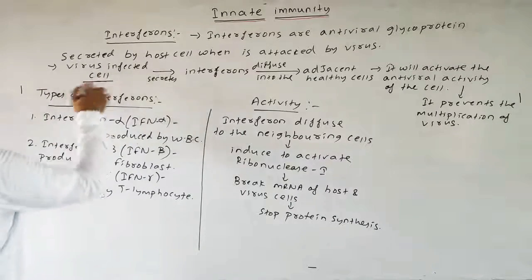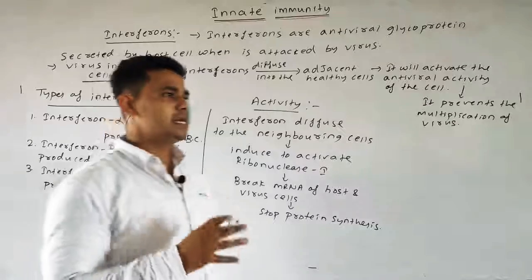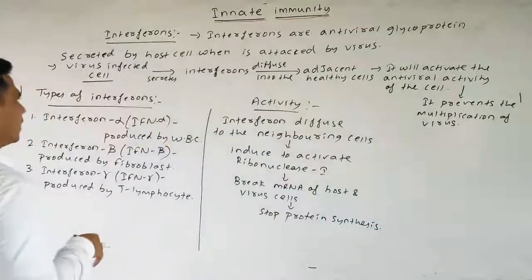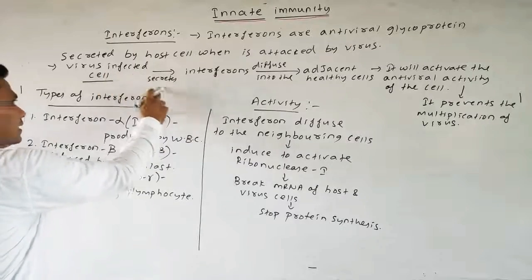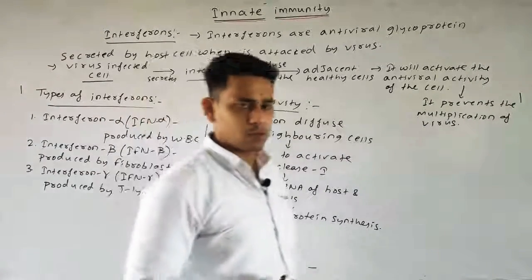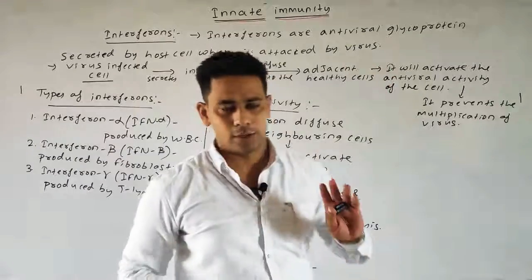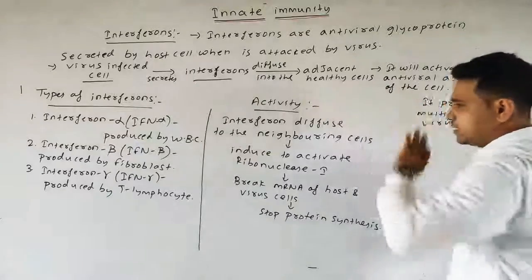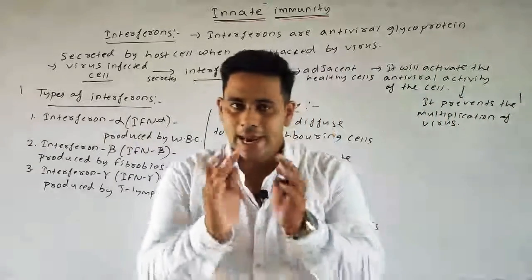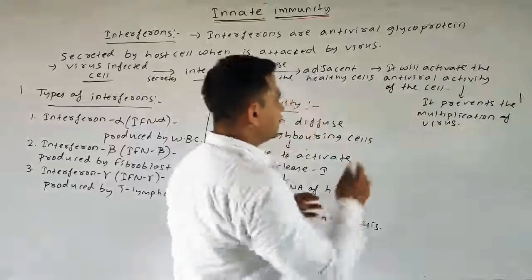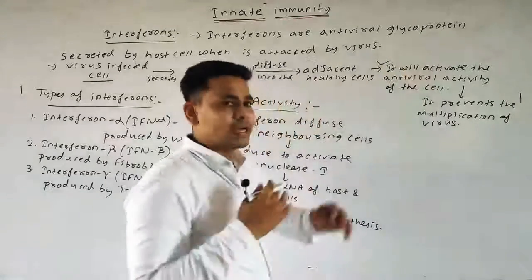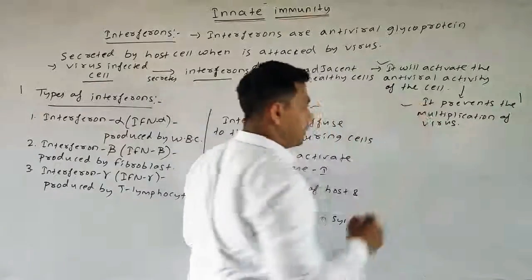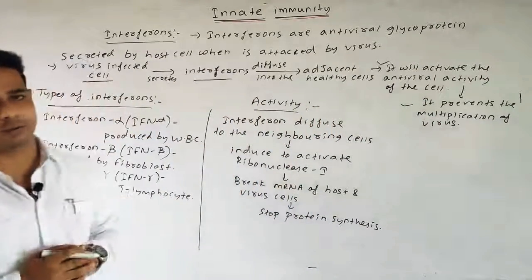Suppose this one is your virus infected cell. Means it is a cell, or we can say the host cell, which is infected by the virus. When it gets infected by the virus, this virus infected cell secretes interferon, which is an antiviral glycoprotein. This interferon simply diffuses into the adjacent healthy cells, by which it will activate the antiviral activity of the healthy cell, by which it simply prevents the multiplication of the virus.